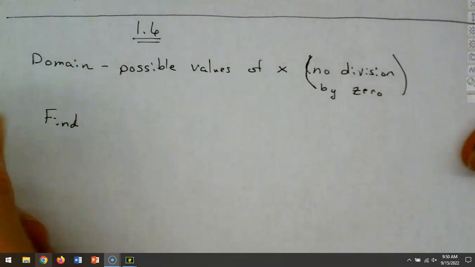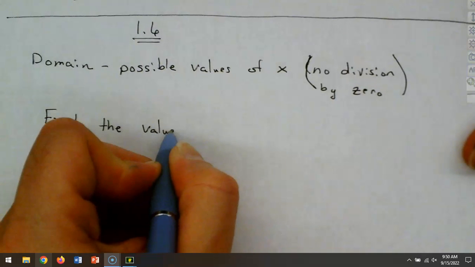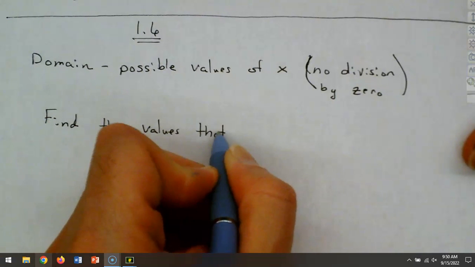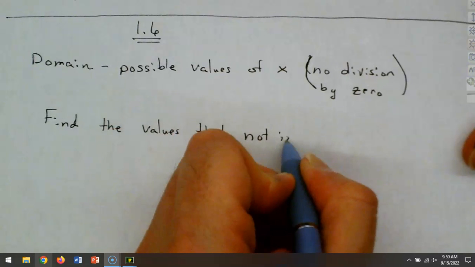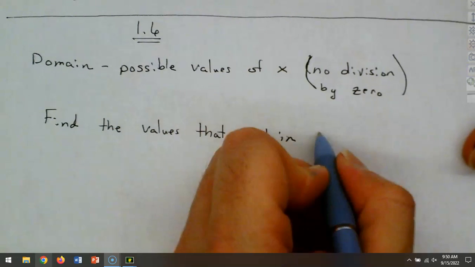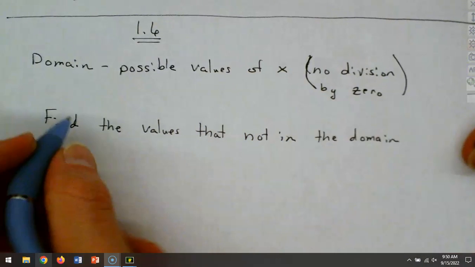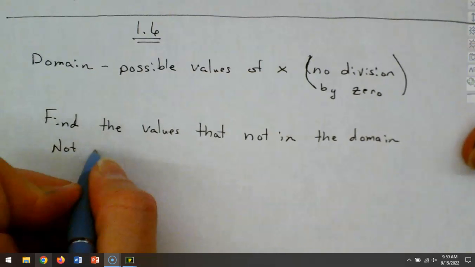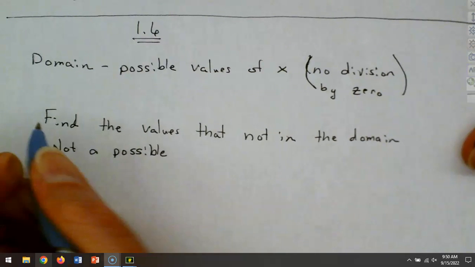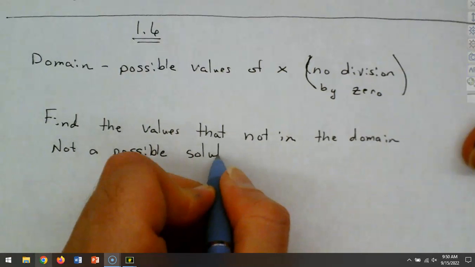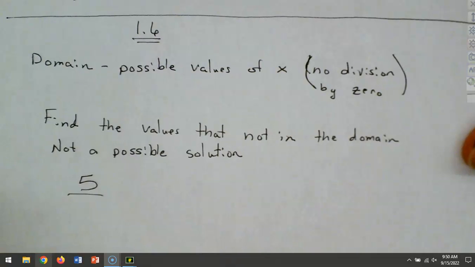So here's our directions. Find the values that are not in the domain, not a solution. So not a possible solution. And we'll start off with this one that's pretty easy here.